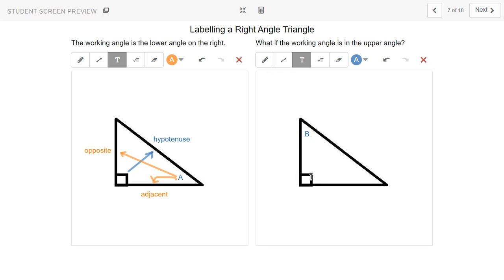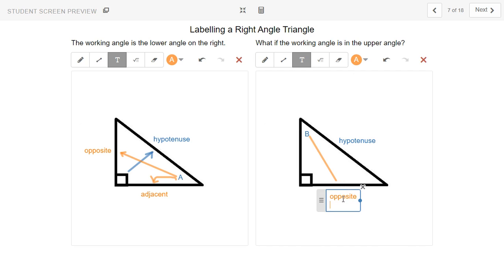The side across from the 90 degrees is always our hypotenuse and probably the easiest one for us to recognize. Now, we need to look at our working angle to determine our other two sides. We have an opposite and an adjacent. So across from the working angle, we have the opposite.